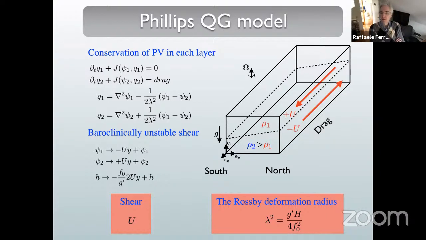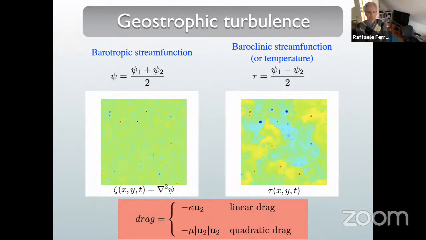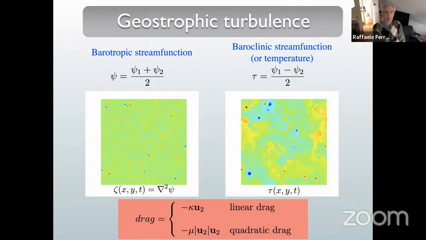Without beta, the system is always baroclinically unstable. So as we let the system go, it will generate a strong geostrophic eddy field. And this is what I'm going to show you next. This is a particular simulation from that model. The simulations are doubly periodic for the time being. We'll get to non-doubly periodic later on.